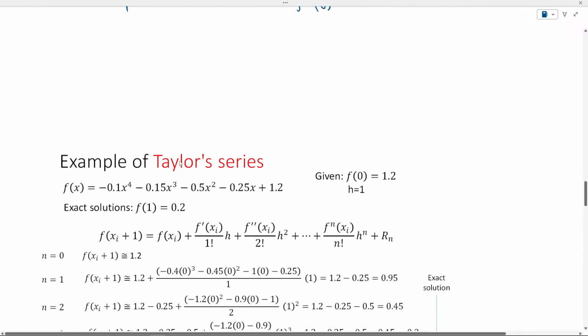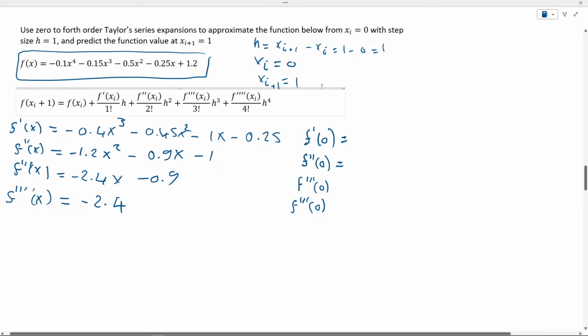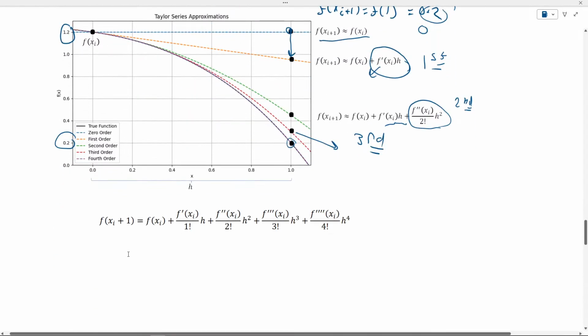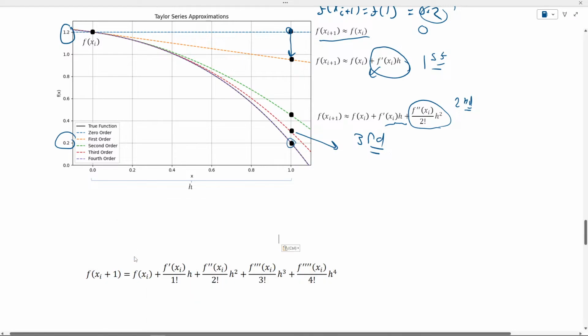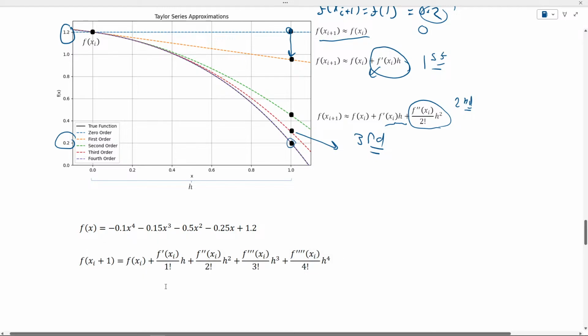I didn't have this guy. Let me have this guy here. So I'm saying here, I can approximate this guy at a point by this guy. So basically, this guy at x_i plus 1 is equal to this guy.